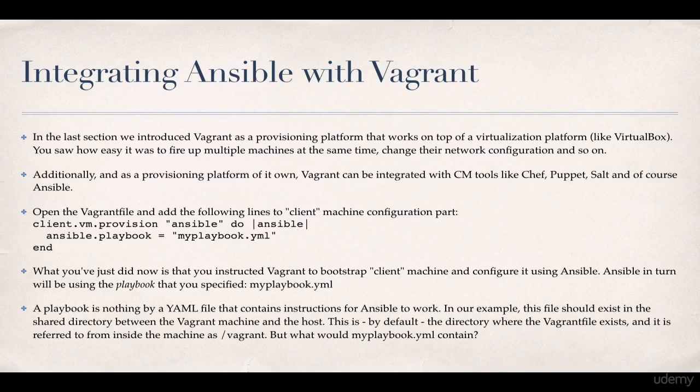Additionally, and as a provisioning platform of its own, Vagrant can be integrated with configuration management tools like Chef, Puppet, Salt, and of course, Ansible. Let's have a look at how we can integrate Vagrant in order to provision a machine and use Ansible to install necessary software on this machine as part of its configuration.